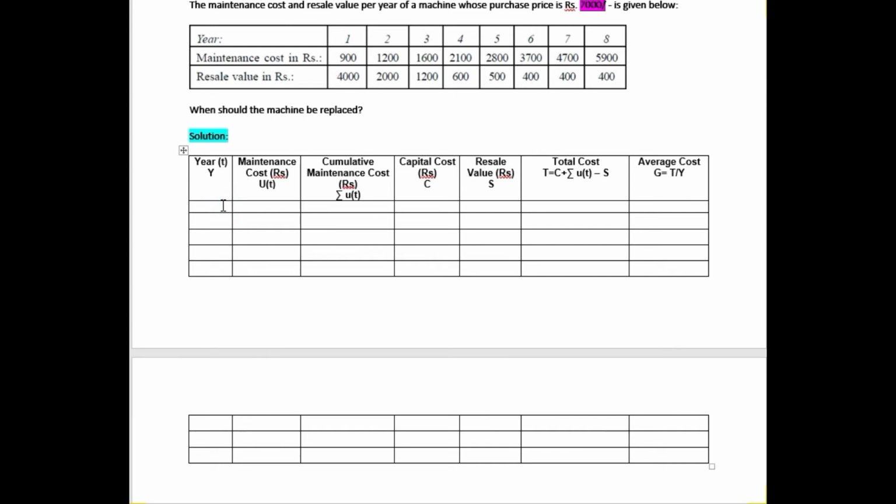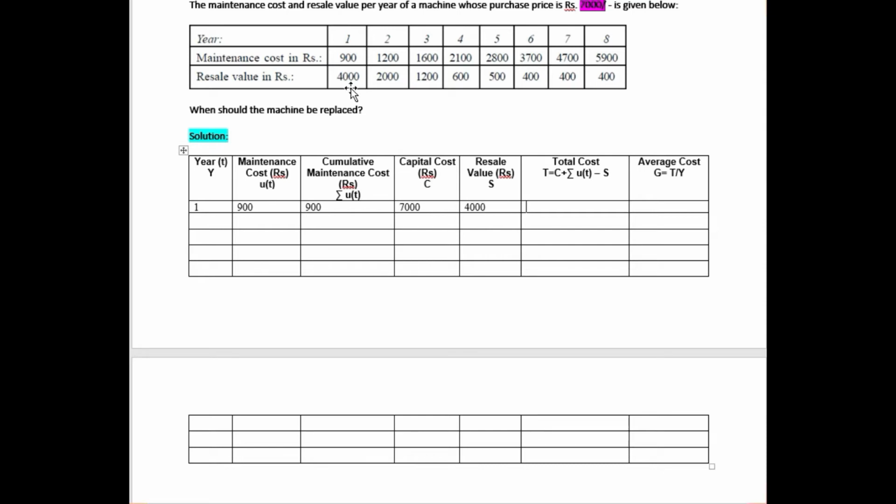So make a table like this. In the first column, fill in the year. The second column denotes the maintenance cost. In the first year, see the table, the maintenance cost will be 900 and the cumulative maintenance cost will be the same, 900. The capital cost, as we know, is 7,000, a constant value, and the resale value in the first year is 4,000.